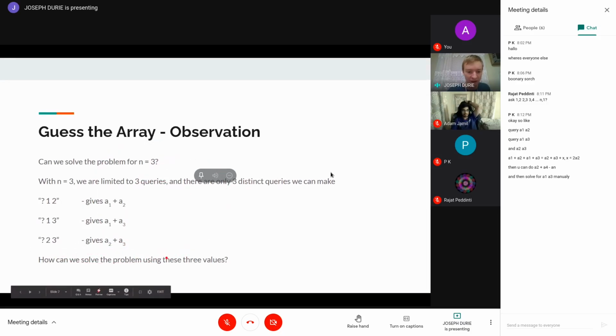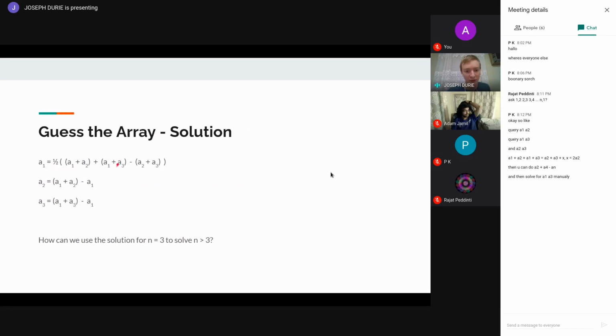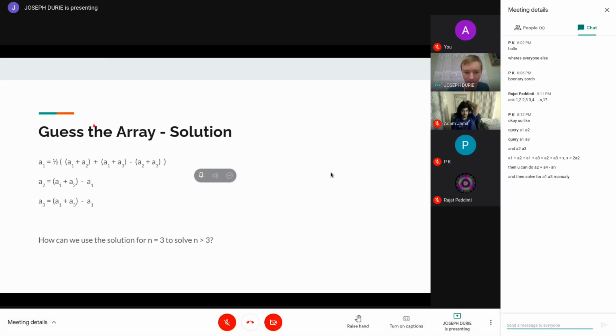And like you guys said, what you can do is A1 is a half times (A1 plus A2 plus A1 plus A3 minus A2 plus A3). Some similar thing in the chat with A2 here. And once you have that, then you can easily get A2 and A3 by just taking A1 plus A2 minus A1 and A1 plus A3 minus A1. Okay, so now we have the solution for n equals 3.